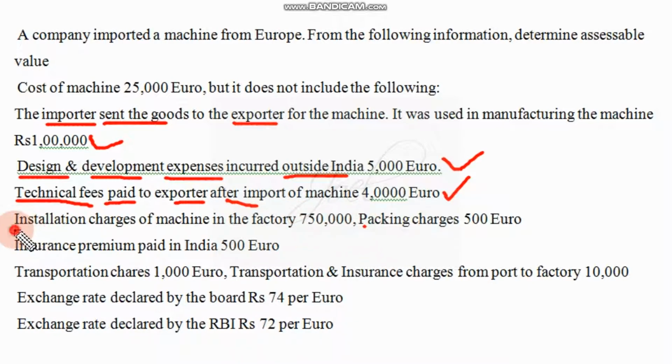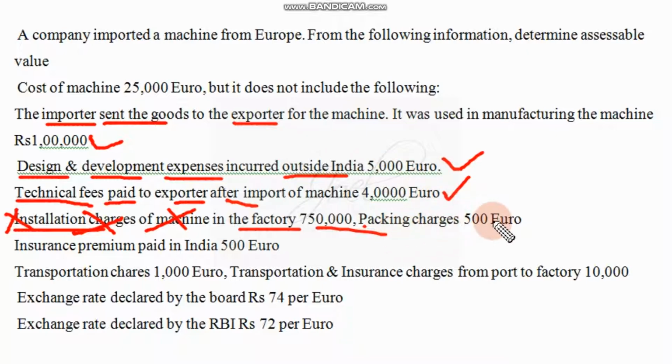Next, installation charges of the machinery in the factory, rupees 7,50,000. Whether we have to consider this? We are not going to consider installation charges, because installation charges will be incurred in India. After the import of the product, after we bring it to India, here installation will take place. So that's why we are not going to consider installation charges.